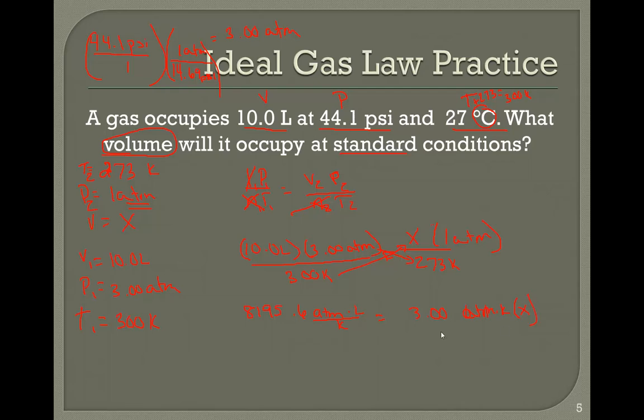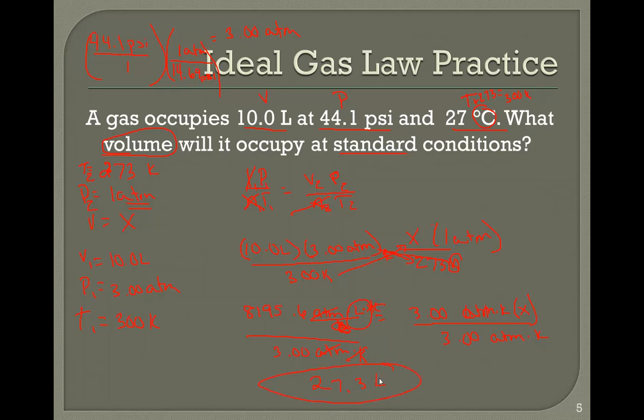Divide both sides by 3.00. This is supposed to be on top here. Alright, so Kelvins cancel, atms cancel, and we're left over with liters. The Kelvins, that was a mistake. The Kelvins, because it was multiplied, should have been on top. So that comes out to be 27.3, and we're left over with liters.